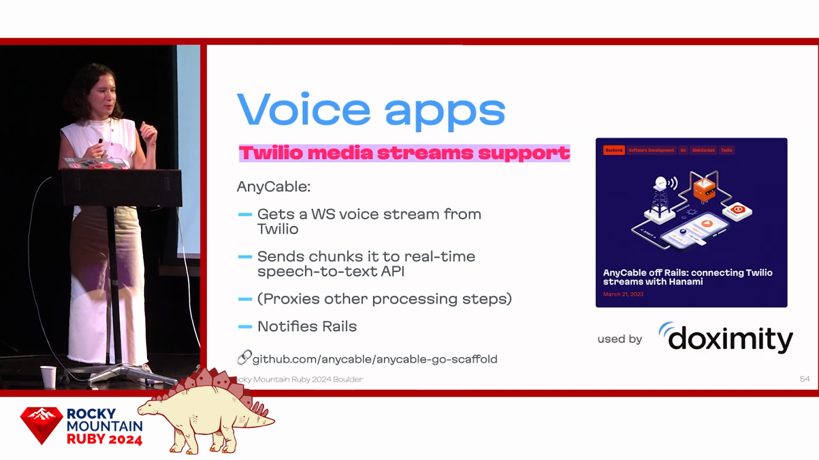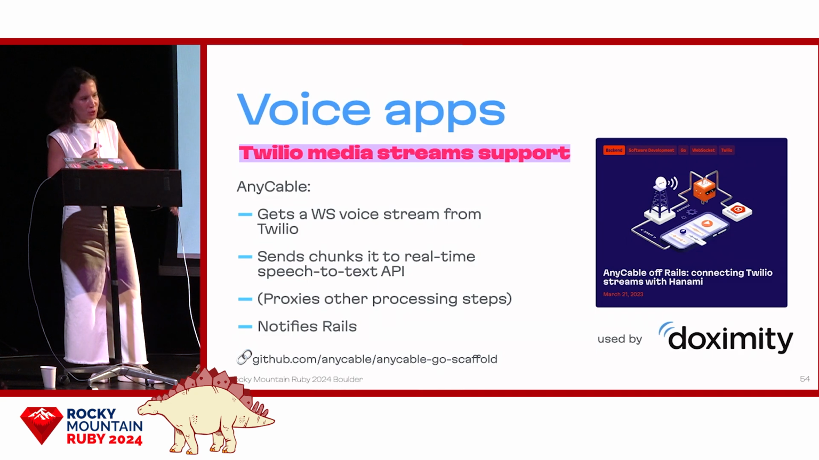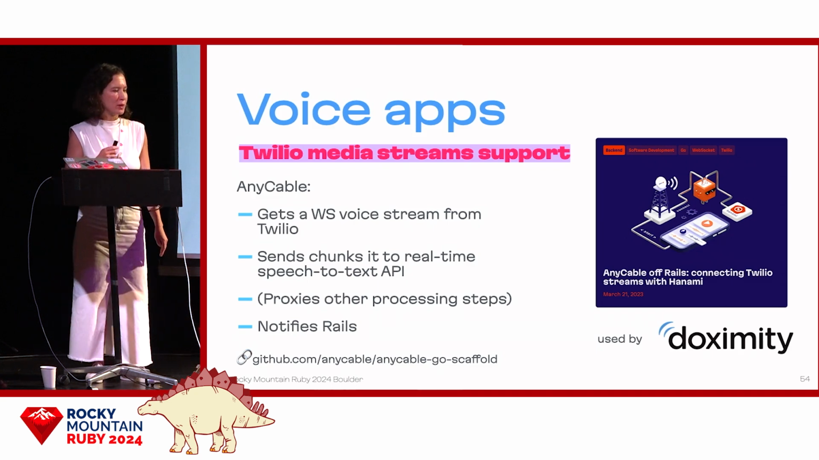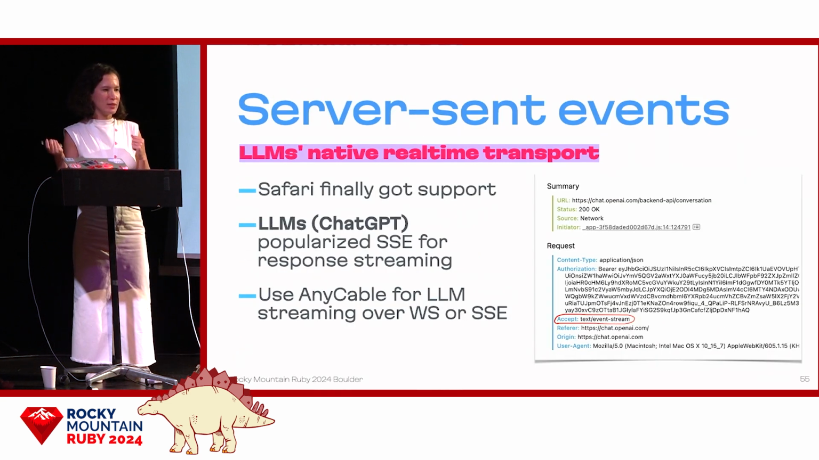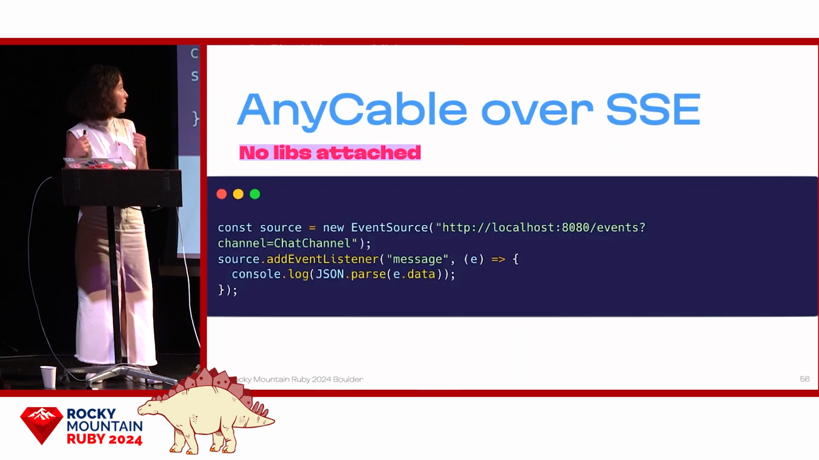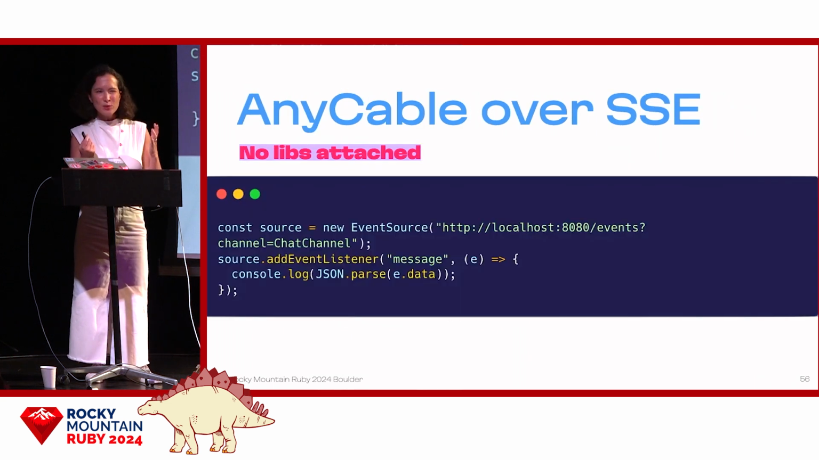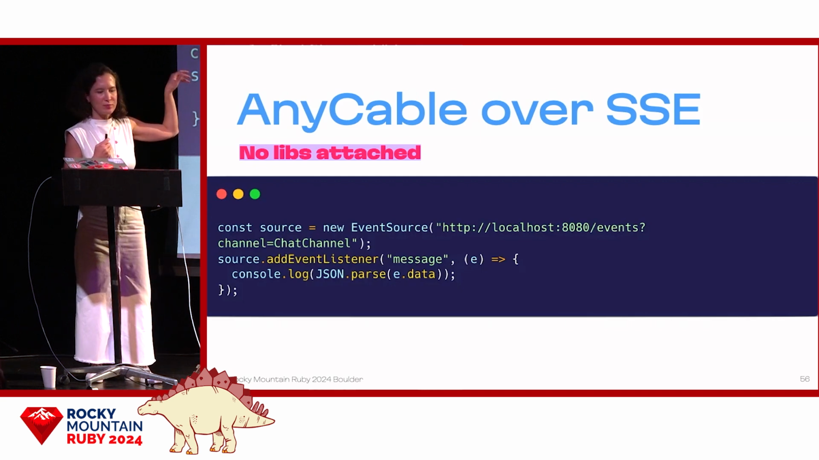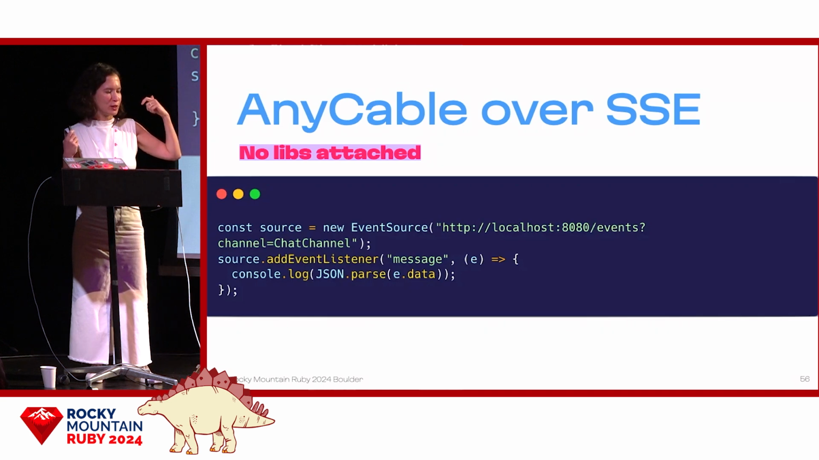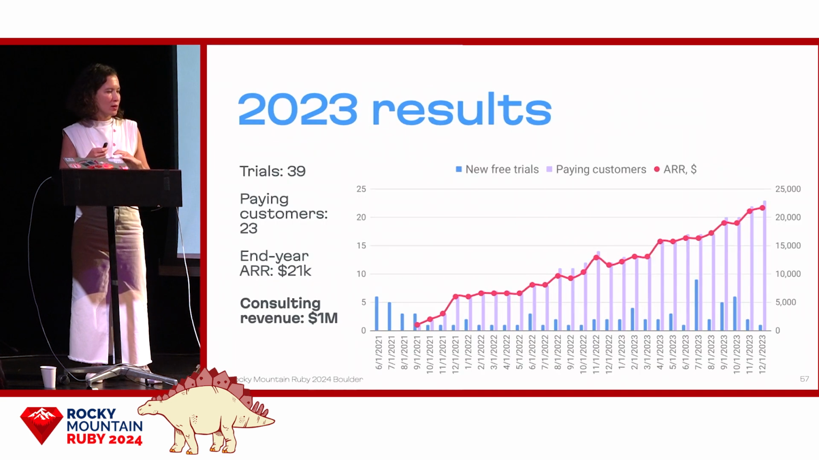And this is how we got one of probably the biggest of our customers, Doximity, which is part of Rails Foundation and a pretty huge company. So they use it for this case. AnyCable now supports server-sent events because of LLMs, because we had to use that, but you can now create an event channel with AnyCable. And this is how last year ended.